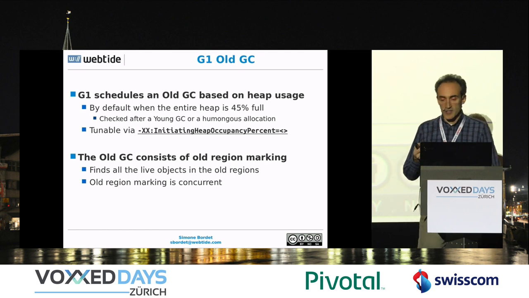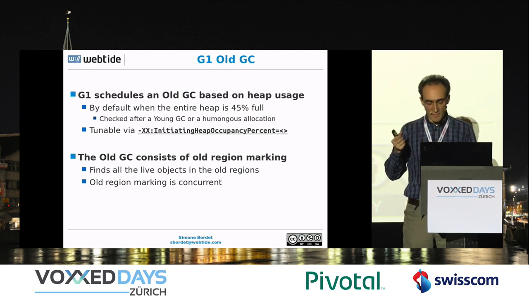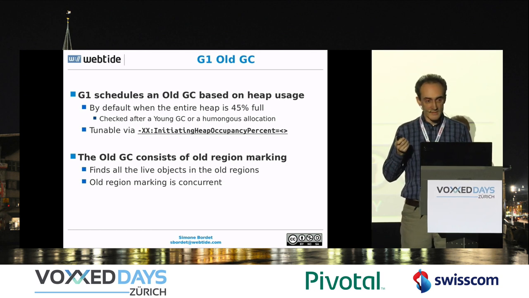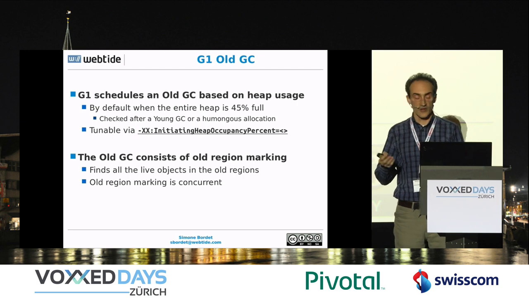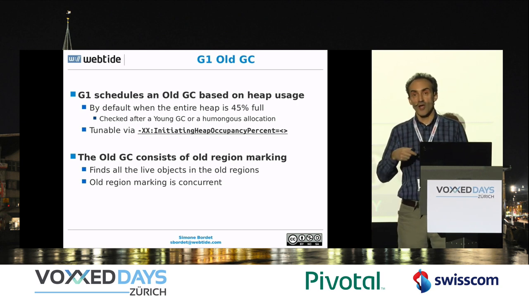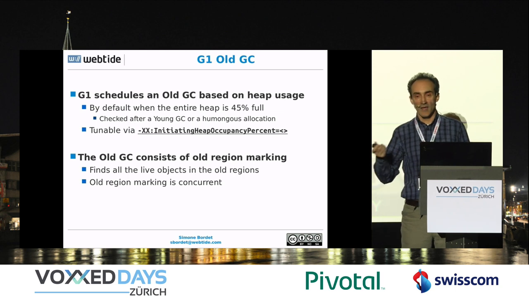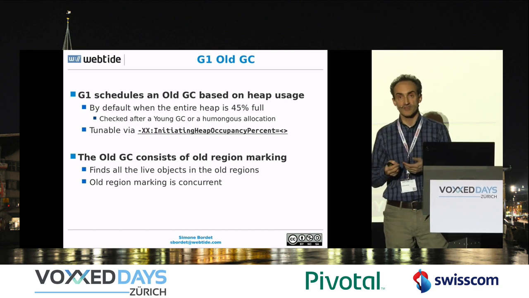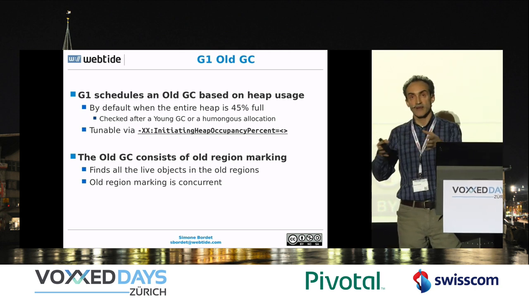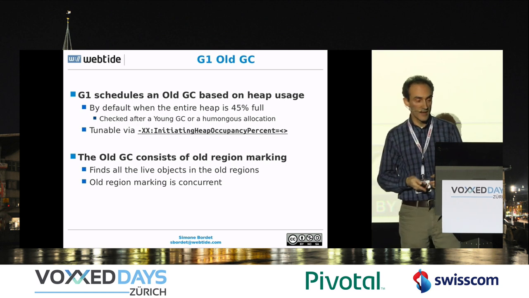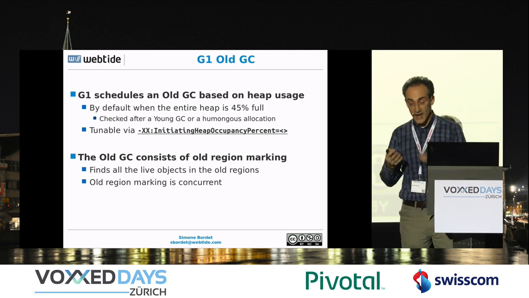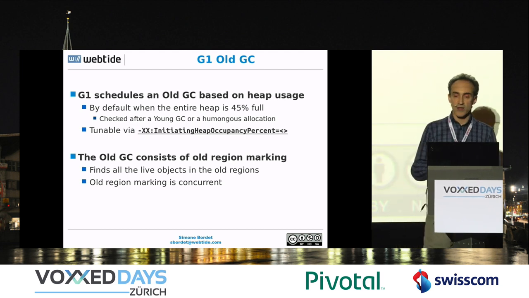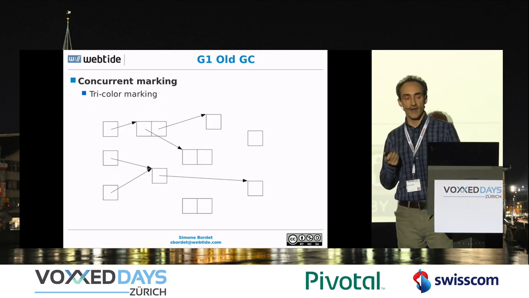So the old generation algorithm consists of marking the live objects. The algorithm tries to find all the live objects that are in the old regions, and it does so concurrently with the application. Now, remember before, it's not only allocating, your application is also modifying pointers. How can G1 navigate an object graph that is actually changing? So that was another doubt that I had, and I wanted to explore and understand better. The algorithm that G1 uses is called three-color marking, and it works in this way.